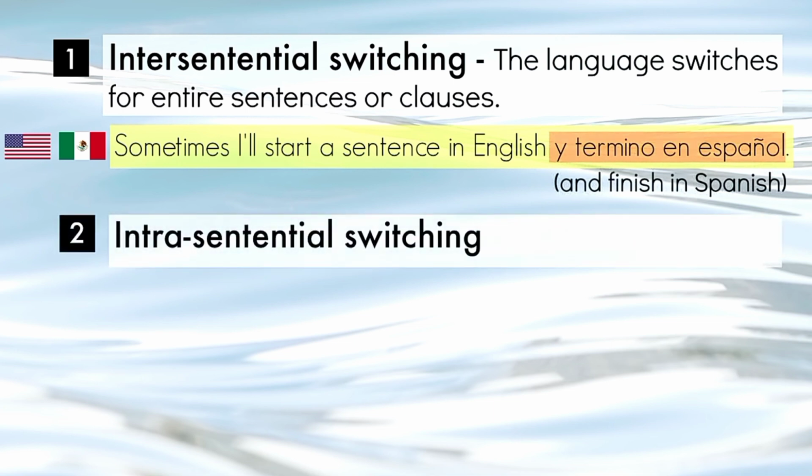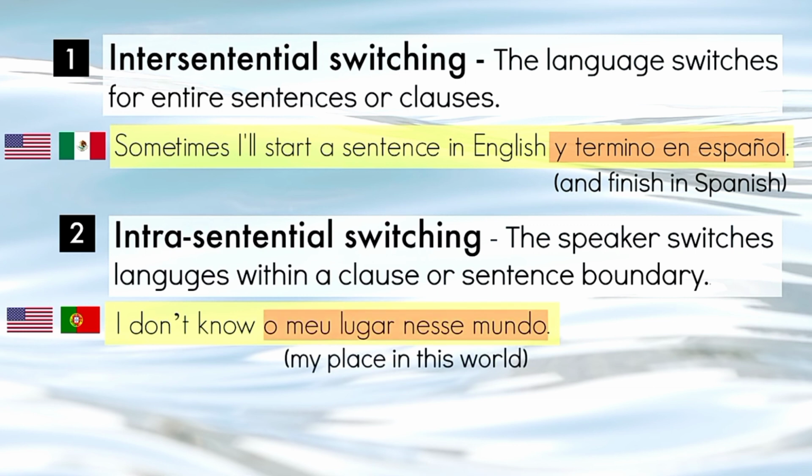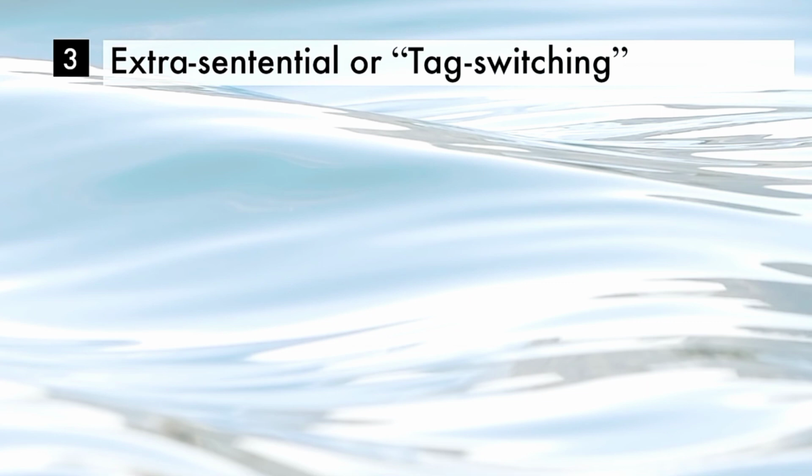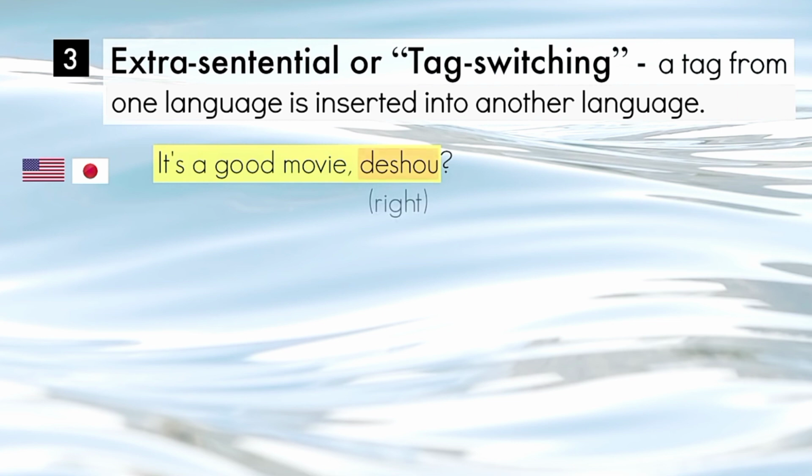Number 2. Intrasentential switching, in which the speaker switches languages within a clause or sentence boundary. Here's an example from a bilingual English-Portuguese speaker's speech. "I don't know meu lugar nesse mundo." This means I don't know my place in this world. Number 3. Extra-sentential or tag switching. A tag from one language is inserted into an utterance in another language. For example, a bilingual English-Japanese speaker might say, "It's a good movie, desho," meaning, "It's a good movie, right?"